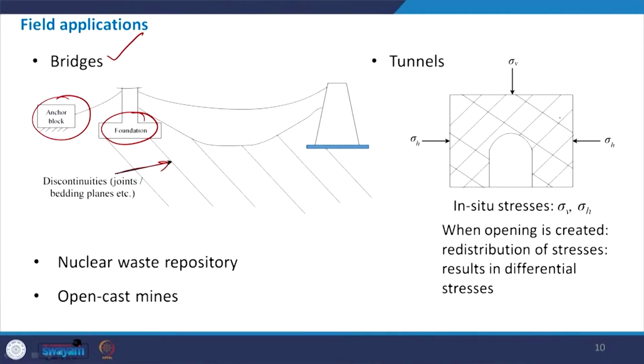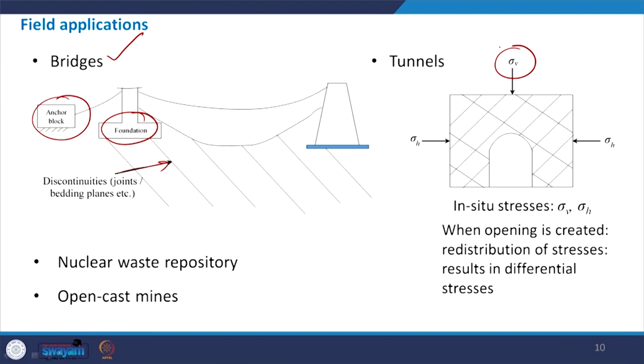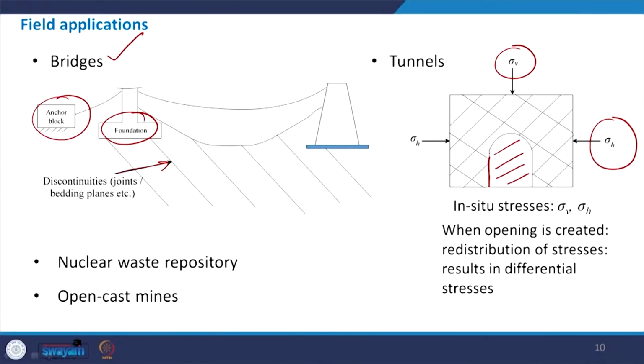Then come to tunnels. Let us say this is a rock mass. This complete rectangular portion is rock mass, and in situ stresses are acting in the vertical direction, it is sigma V, and in the horizontal direction it is sigma H. Now I make an excavation here. So what will happen when I make the excavation? At this free surface here, the stresses are going to be released.